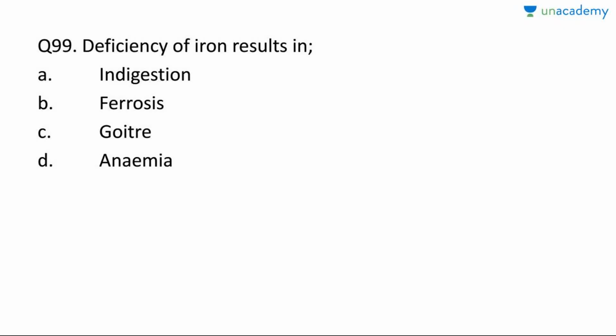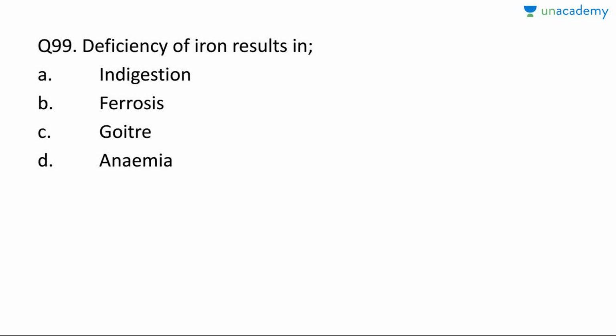Question number 99. Deficiency of iron results in which of the following? So deficiency of iron results in something called anemia. Anemia literally means lack of blood. What happens is hemoglobin becomes low, and people have lethargy, and if bleeding occurs, it may lead to further worsening of the condition, especially if the lady is pregnant, then it can lead to death of the mother as well as the baby.